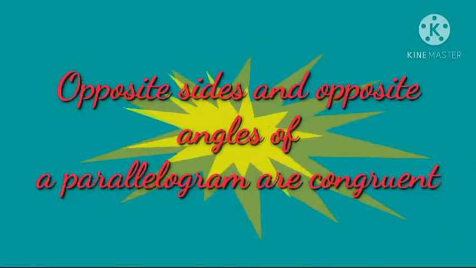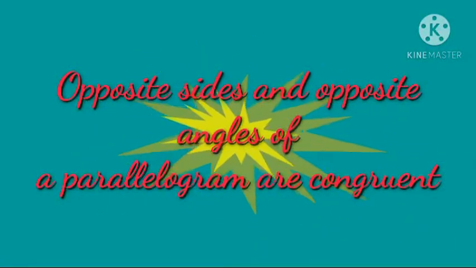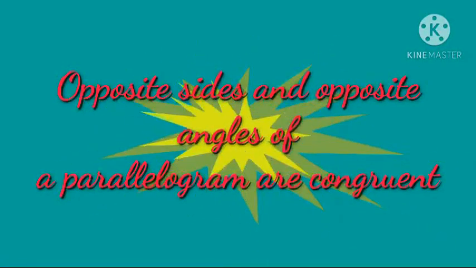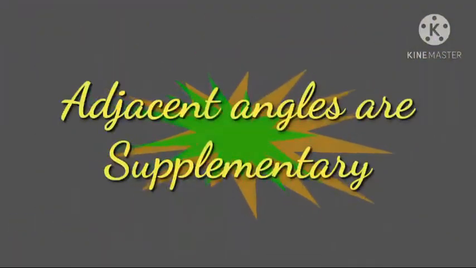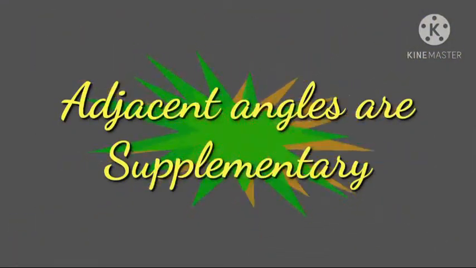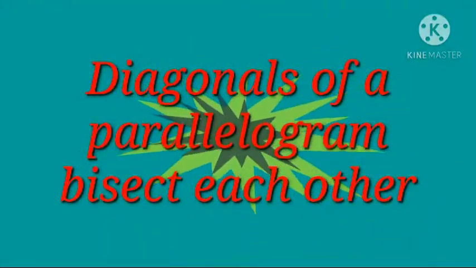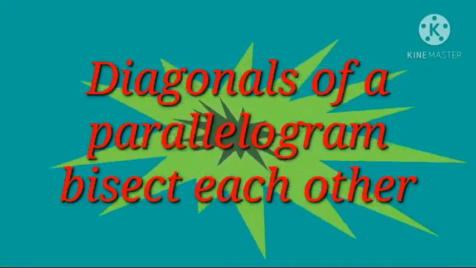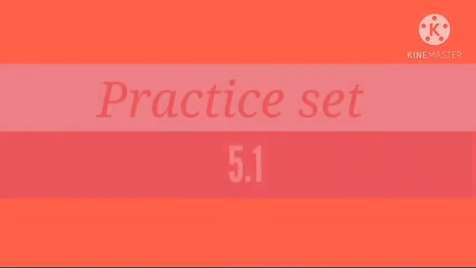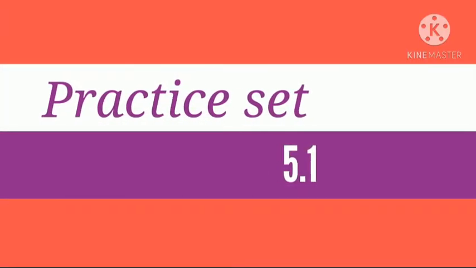Opposite sides and opposite angles of a parallelogram are congruent. Adjacent angles of a parallelogram are supplementary. Diagonals of a parallelogram bisect each other. Let's have a look at some of the examples from practice set 5.1.